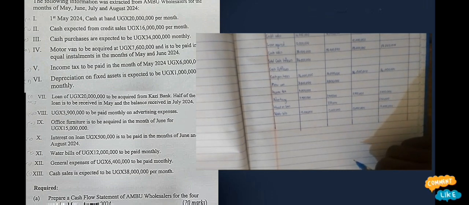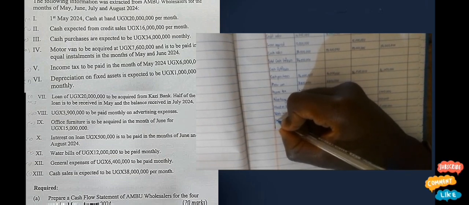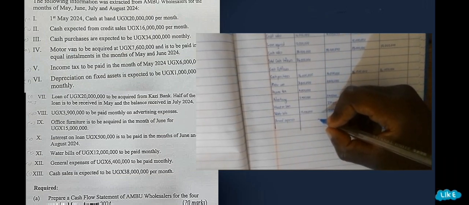So moving on, the next cash outflow is general expenses. So it's at Roman numeral 12. It says general expenses of 6,400,000 to be paid monthly. So for every month we are recording 6,400,000.